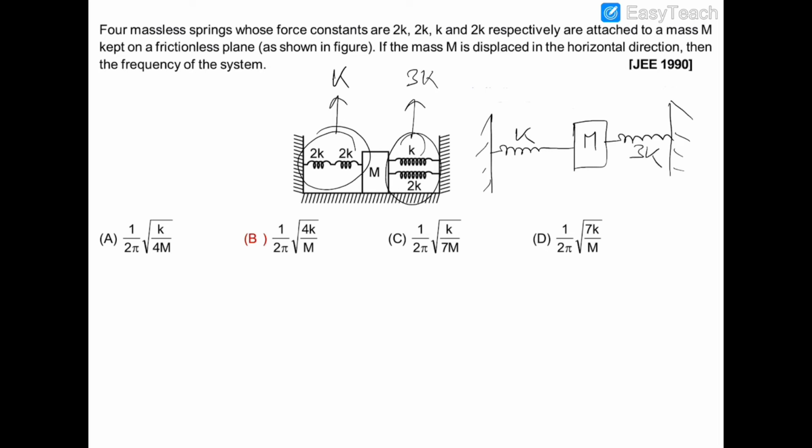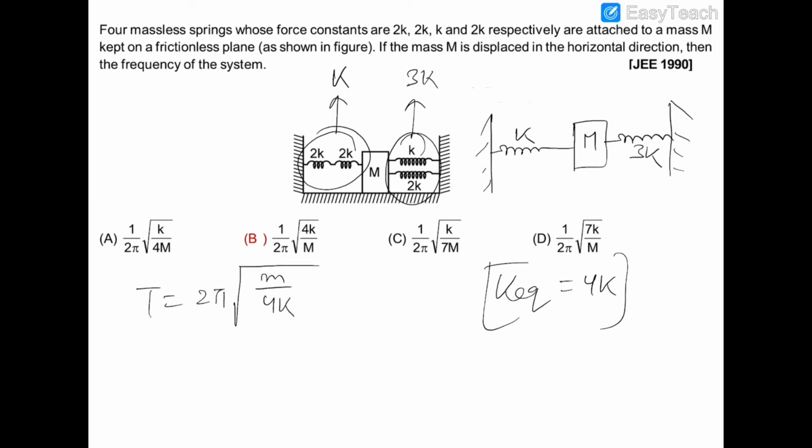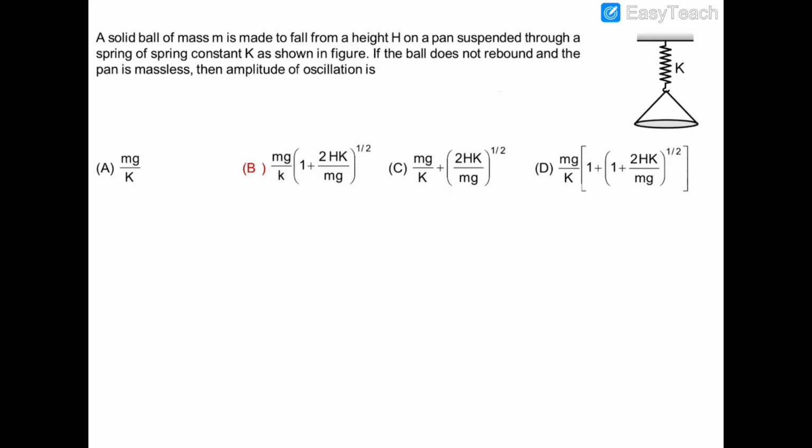So you can see that these 2 springs would be in parallel to each other, because if we displace this mass M in any direction, then the extension of any one spring would be equal to the compression of the other. Therefore the equivalent K would be 4K. Now the time period would be equal to 2 pi under root M by 4K, and therefore the frequency will be equal to 1 upon 2 pi under root 4K by M. So the correct answer would be option number B. Now let's move on to the next question.